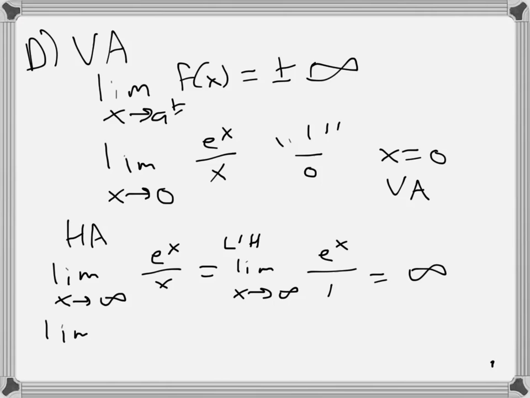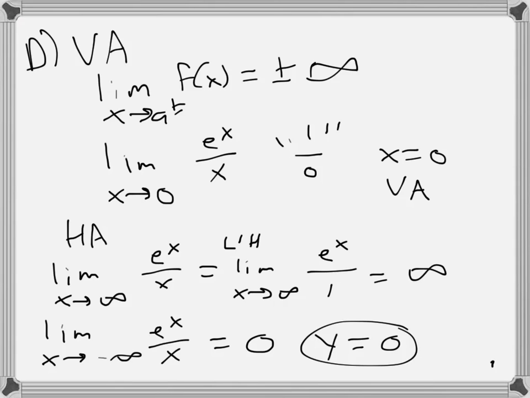And if I take the limit as x goes to minus infinity, well, e to the x goes to 0 in that case, and you're still dividing by very, very large numbers, just negative, so it's 0 in that case. So I don't have a horizontal asymptote on the right, but I do on the left. So y equals 0 is the horizontal asymptote on the left.